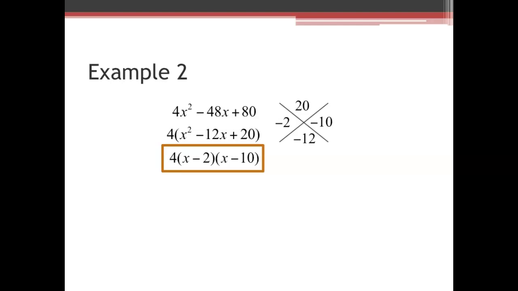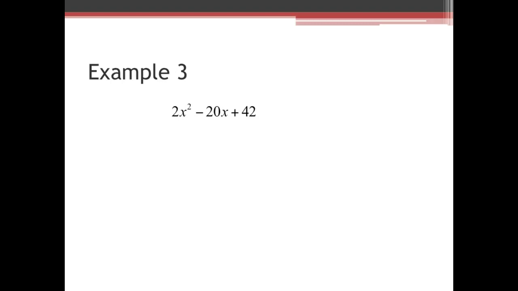All right, let's look at example 3. We have 2x squared minus 20x plus 42. Now, this is in standard form, and we also see that all three terms have a 2 in common. So I'm going to go ahead and factor out the 2. That's going to leave me with x squared minus 10x plus 21. Keep the 2 out in front. All right, now we want to find two numbers that will multiply to 21 and add to negative 10.